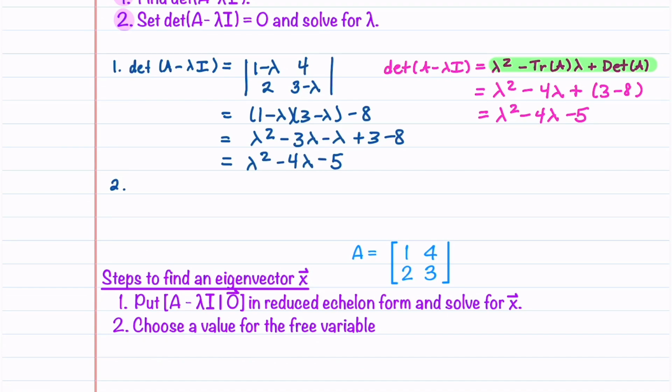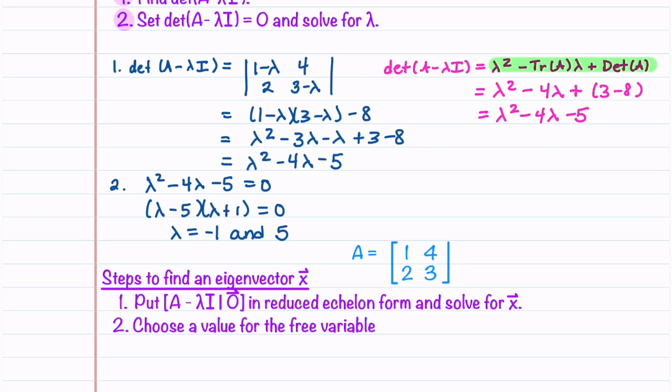For our second step, we're going to take the polynomial that we just got, lambda squared minus 4 lambda minus 5, and we're going to set it equal to 0. All we need to do now is to factor our polynomial. We have lambda minus 5, and we have lambda plus 1, and that's equal to 0. We'll then set both of these equal to 0, and we'll get lambda is equal to minus 1, and lambda is equal to 5. These are the eigenvalues of our matrix A.